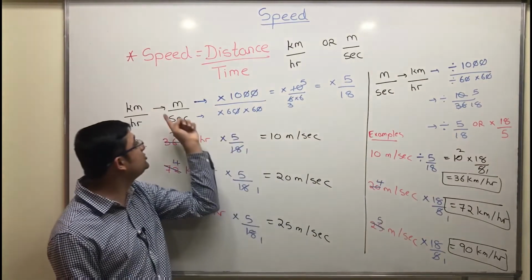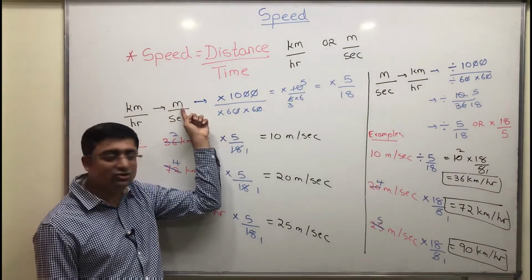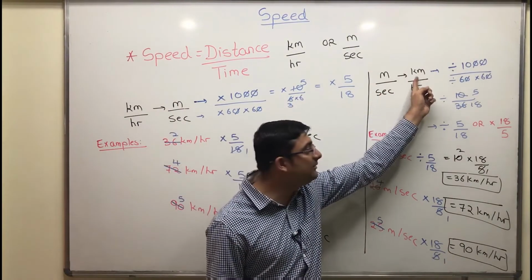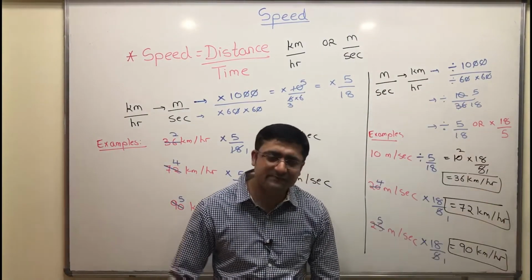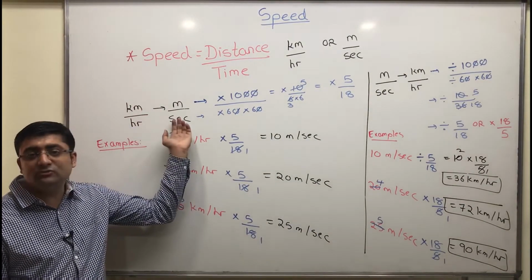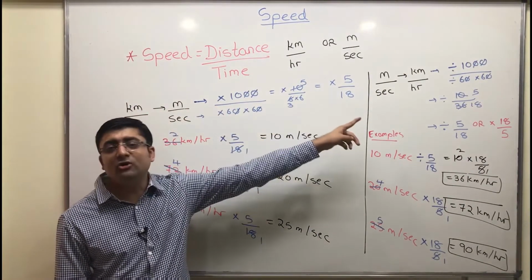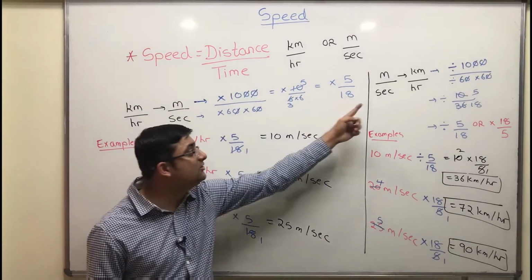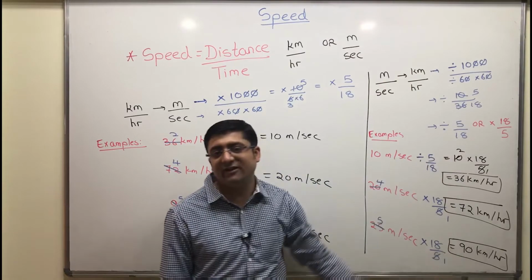So look at the destination. Here destination is meter, so smaller, so smaller fraction, 5 by 18. Here destination is bigger, kilometer, so bigger fraction, 18 by 5. Another way of remembering this is, like I told you, when we go from big to small, we multiply, small to big, we divide. So big to small into 5 by 18, small to big divided by 5 by 18.